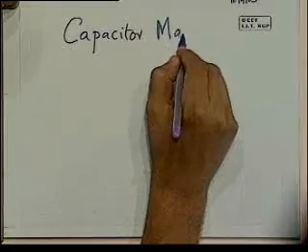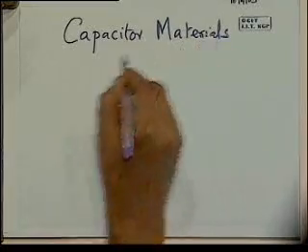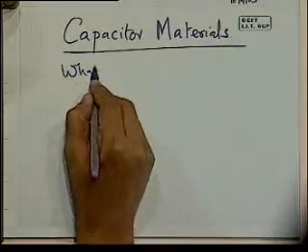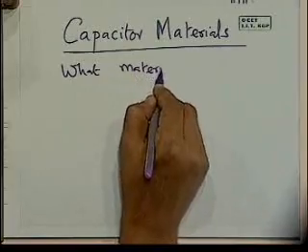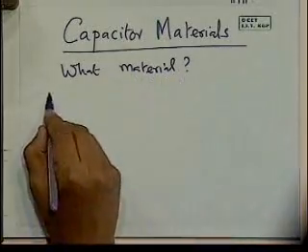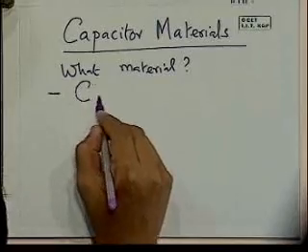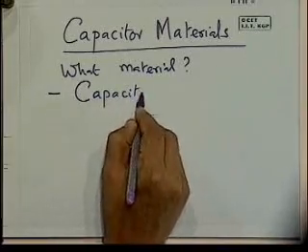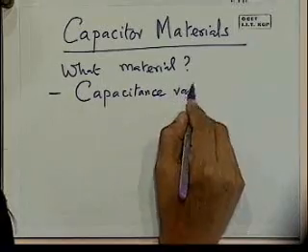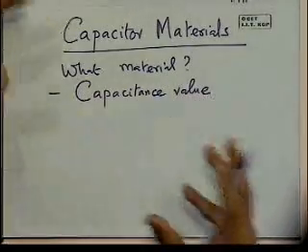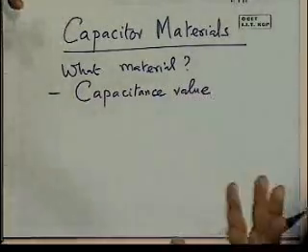Let me begin by asking the question for capacitor materials. How do we decide what materials to choose for the particular application? And there are different requirements that we have. One would be what capacitance value we are looking for. With certain kinds of designs and materials, it is not possible to get in a certain reasonable size enough capacitance. So we'll have to make our choice depending on what capacitance value we are looking for.